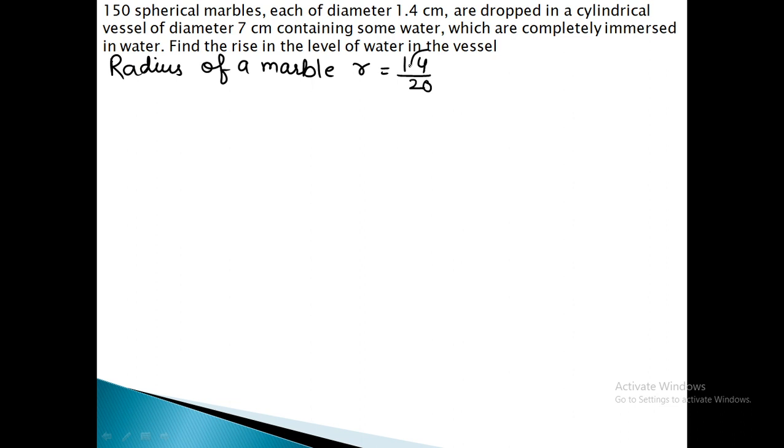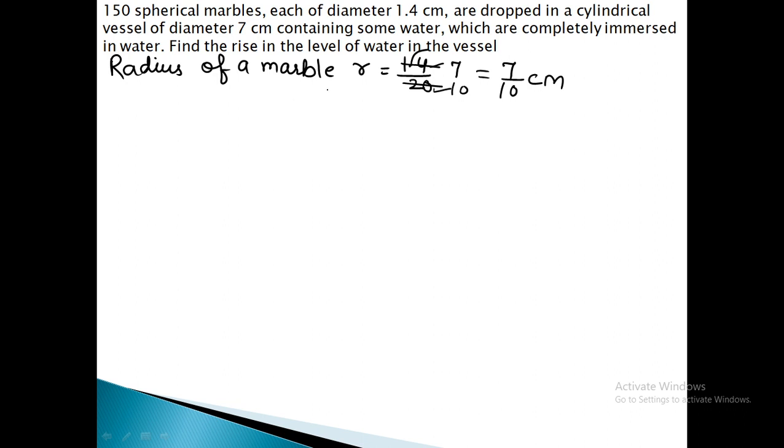When we remove any decimal point, then we see how many digits are given after the decimal. We write that many zeros in the denominator after removing the point. So here we have one digit, that's why we will write 10. 2 sevens are 14, 2 tens are 20. Now 7 by 10 is the radius of a marble.